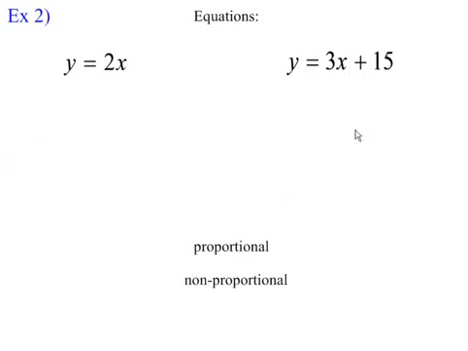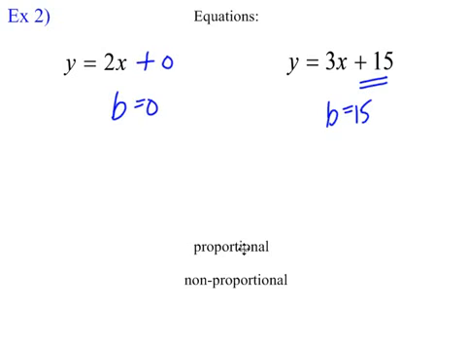Our second part of our definition deals with equations. Here we have two equations, y equals 2x and y equals 3x plus 15. Now one of these is proportional and the other is not. The difference, as we can see it, is over here on the right, it has a y-intercept of 15. On the left, there's nothing sitting out there, which means it's 0, and this has a y-intercept of 0.